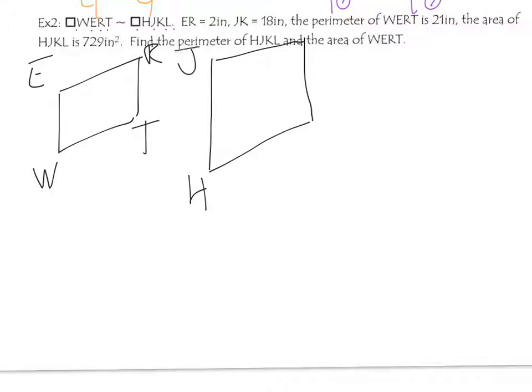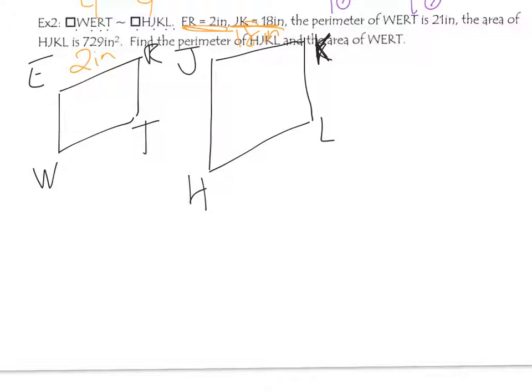H, J, K, L directly around my shape. Okay? And then they also told us that from E to R is 2 inches. And from J to K is 18 inches. And those match up, which is really, really nice.